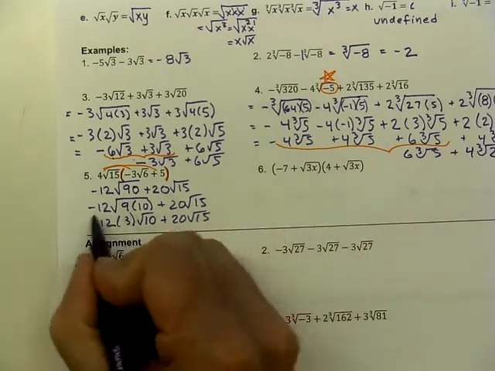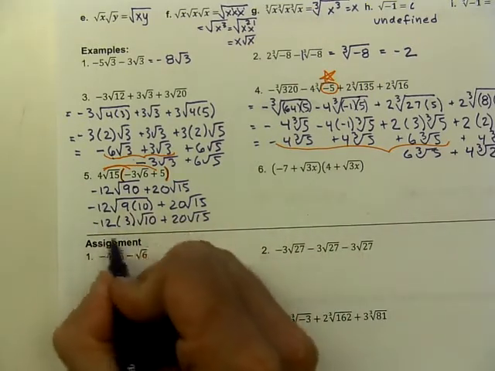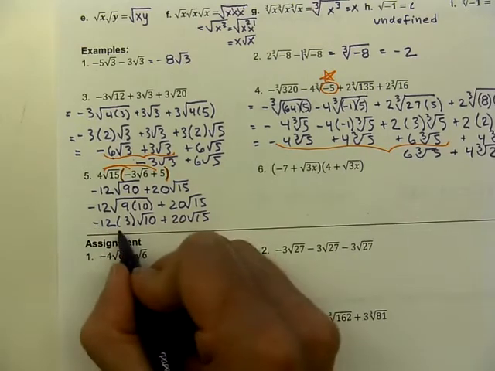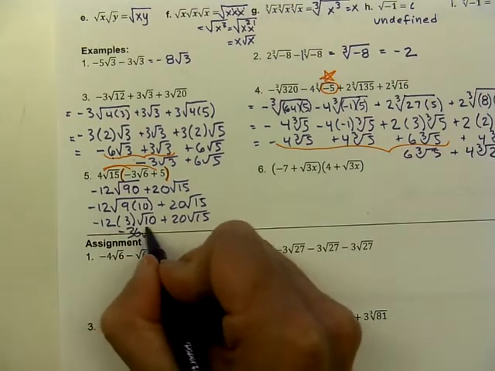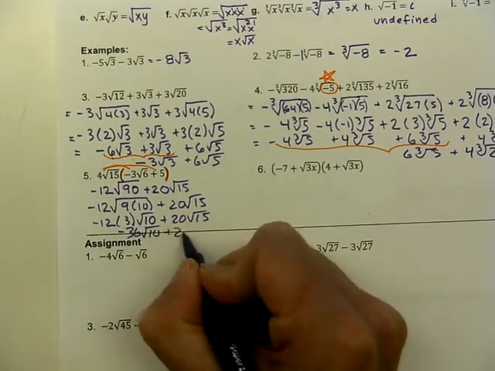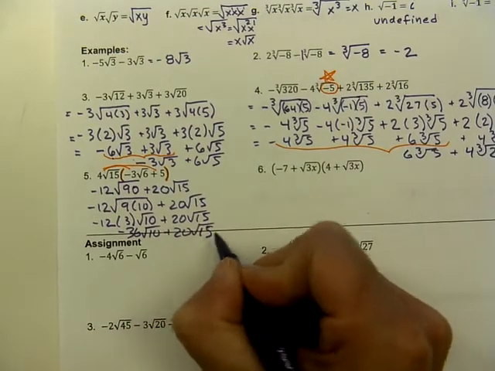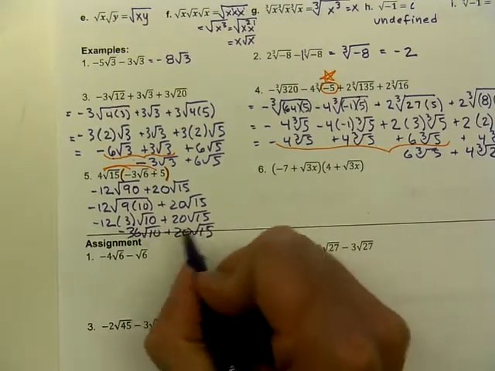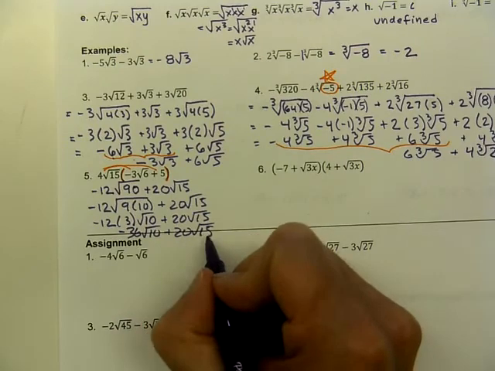So to finish this up, we'll just turn this front into a single coefficient. So that will be a -36 times the root 10 plus 20 times the root 15. That's our final answer. They do not combine because those radicals are different.